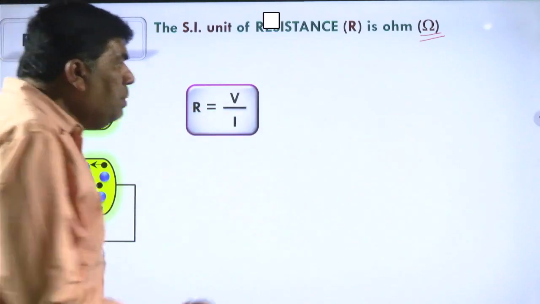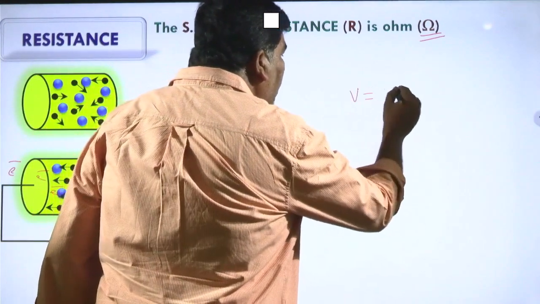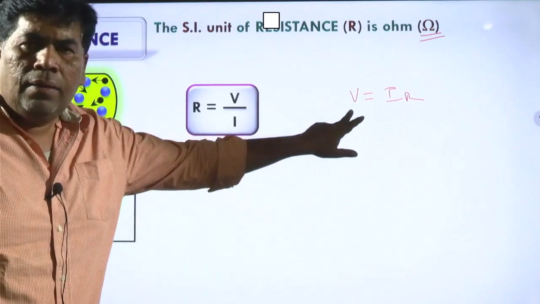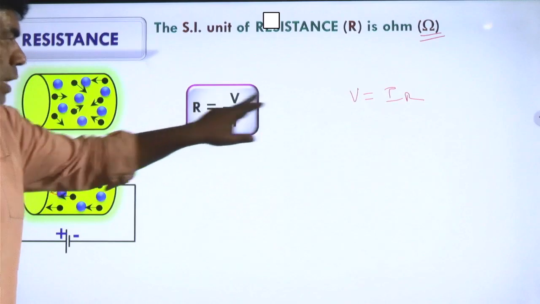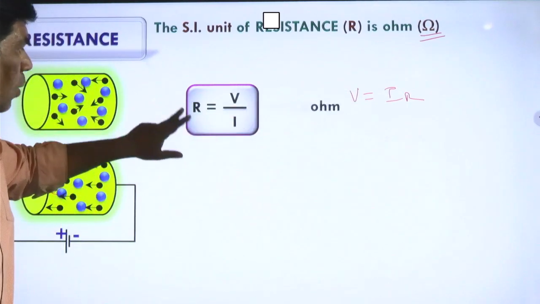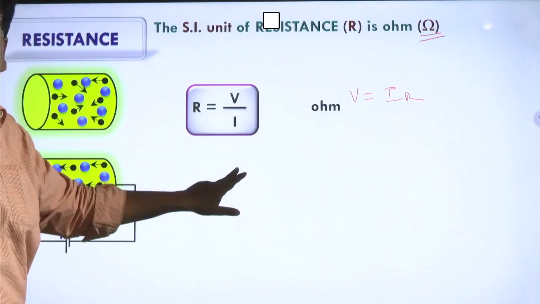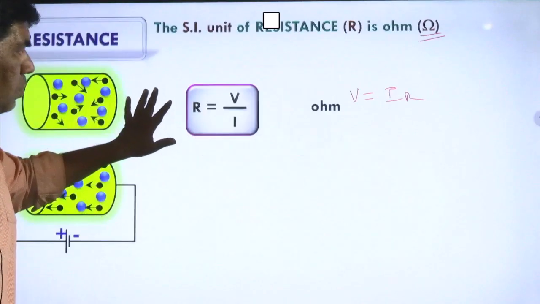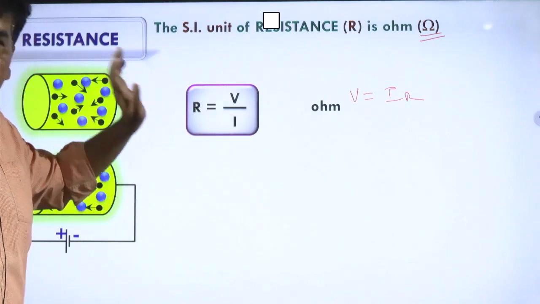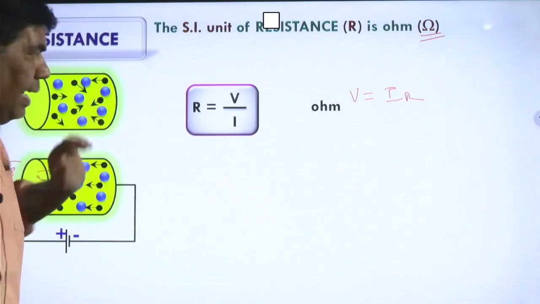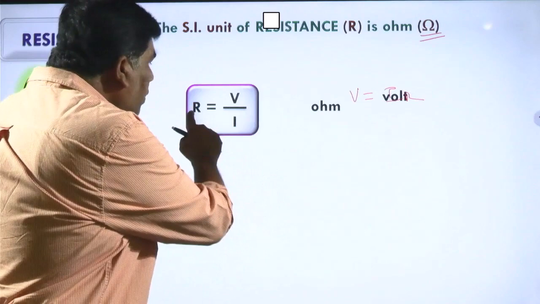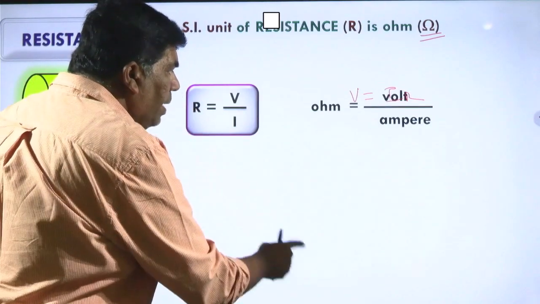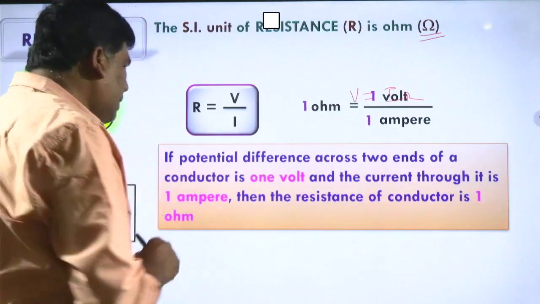Already from Ohm's law we have learned V equal to IR. From the same formula, if I want to frame a formula for R, how can I write it? R equal to V by I. Like that we can write. So resistance is equal to voltage by current, or potential difference by current. So the unit of resistance is ohm. So ohm equals volt by ampere. This is the formula for resistance.